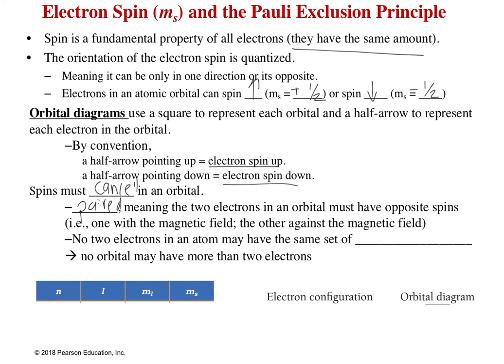So we're never going to have electrons with the same spin in any given orbital, which means that no electrons will have the same set of quantum numbers. That is one of the ways that we can state the Pauli exclusion principle. I'm just going to write that right here, Pauli.